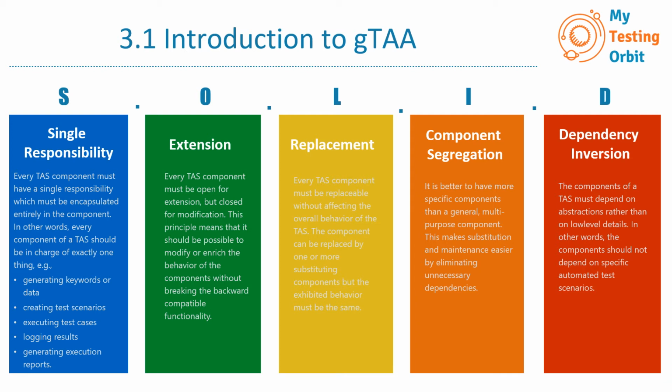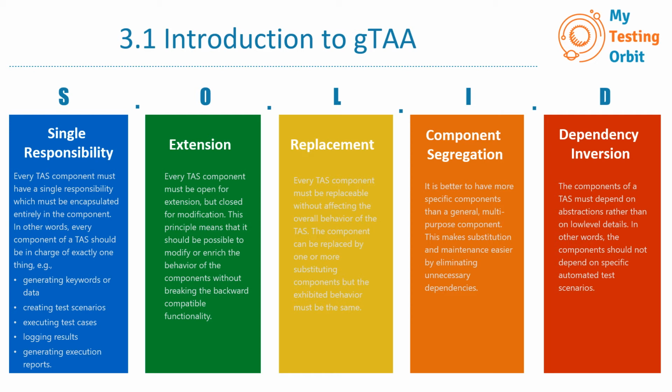Right, okay, so the first one, which is also referred to as S, is the single responsibility principle. It says that every test automation solution component must have a single responsibility which must be encapsulated entirely in the component. So in other words, every component of a test automation solution should be in charge of exactly one thing. For example, generating keywords or data, creating test scenarios, executing test cases, logging results, or generating execution reports.